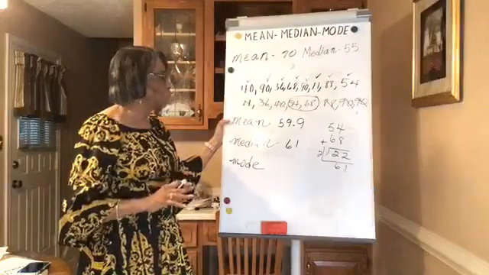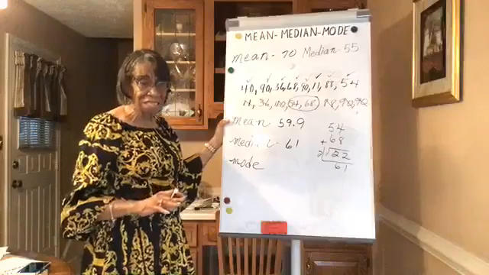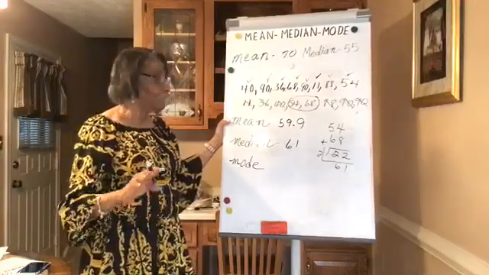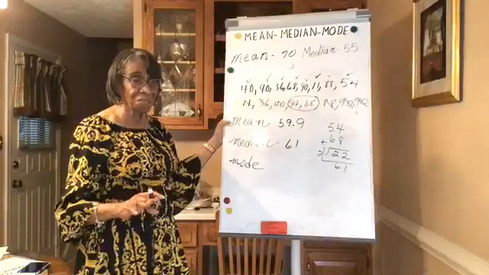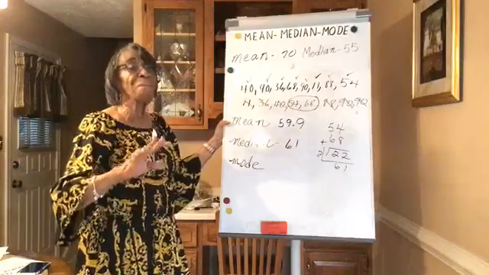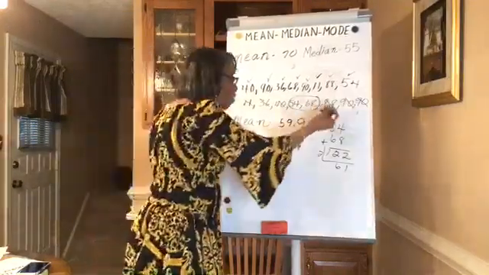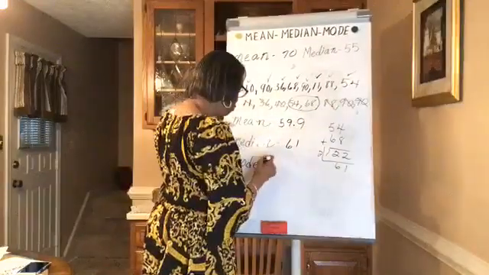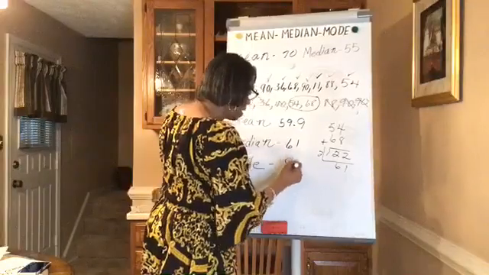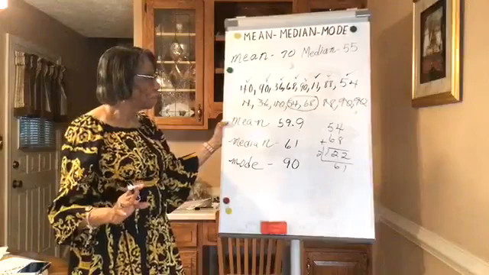Okay, now the mode is easy. Does any number appear more than once? Mode, most. Mode, most. And this is what I tell my students. It's one easy way to remember: mode and most start out the same way. So the mode is what? We have two 90s. The mode is 90. Okay? So we have two 90s.